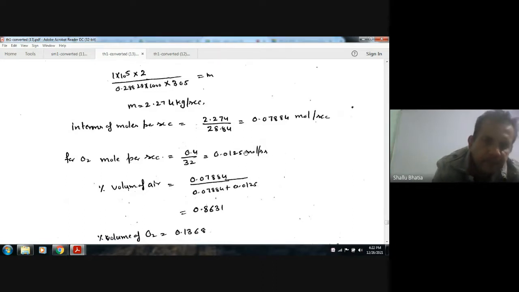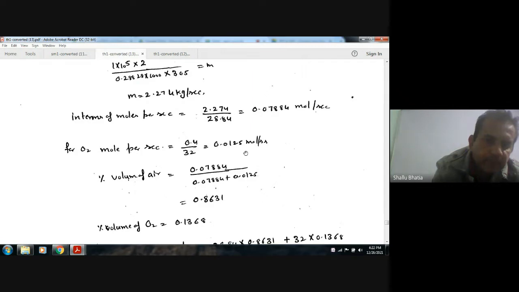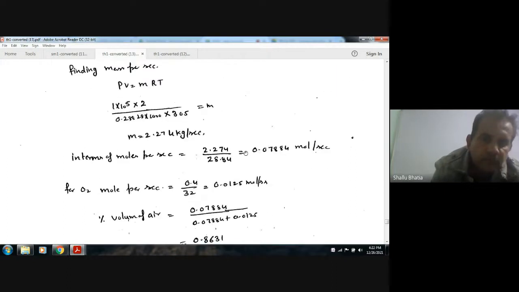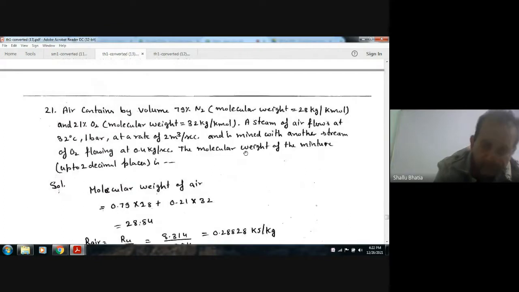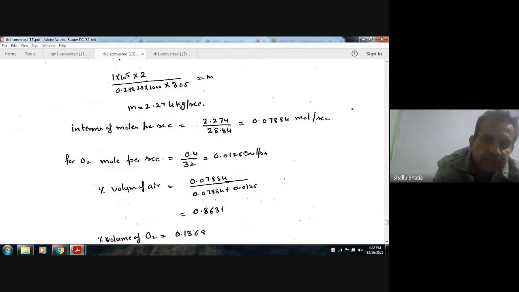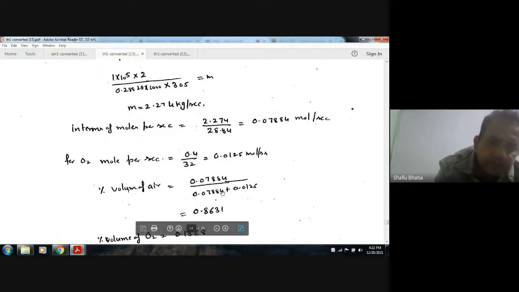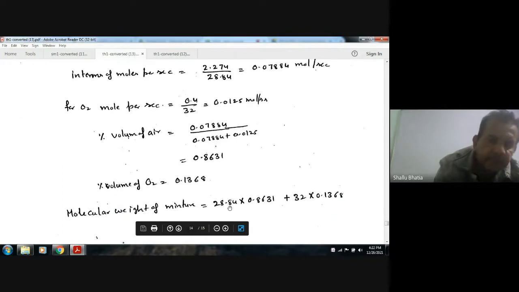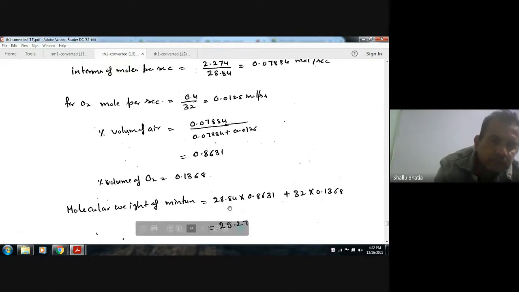Now these two are mixed. Now the total number of moles is 0.0784 plus 0.0125. So the percentage by volume, or percentage number of moles, is this. So this is 0.8631. So percentage volume.